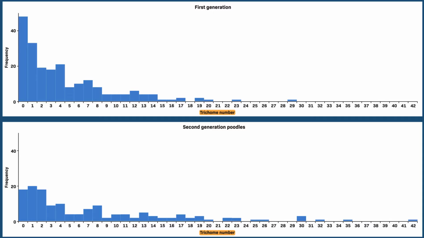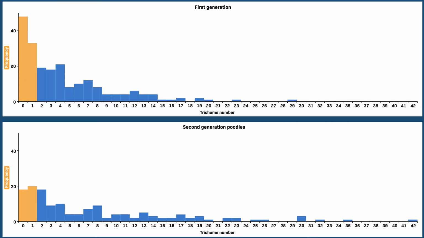On the x-axis is trichome number. I've made sure my histograms have the same x-axis spanning the full range of trichome number in my datasets. For me, that's 0 to 42, but the range of your x-axes will likely be different from mine. On the y-axis is the frequency at which a given trichome number appears in our population. So in the first generation, 48 plants have 0 trichomes, 33 plants have 1 trichome, etc. And in the poodle population, 18 plants have 0 trichomes, 20 plants have 1 trichome. Keep in mind the ranges of your y-axes might be different between histograms because the population sizes and trichome frequencies are different. By comparing the 2 histograms, we can really see that artificially selecting for super fuzzy plants had a pretty big impact on the distribution of trichome number between generations.